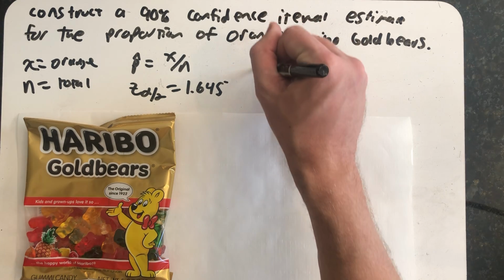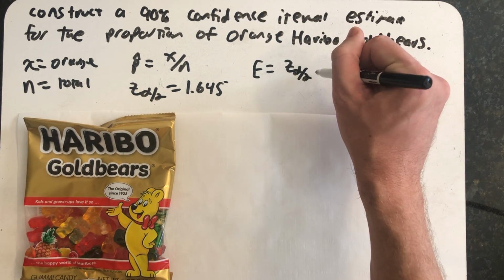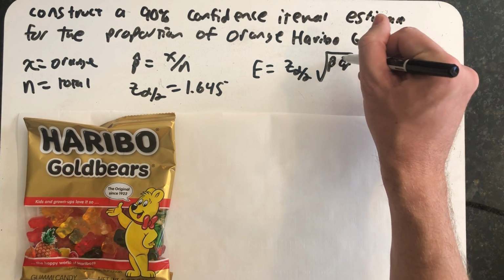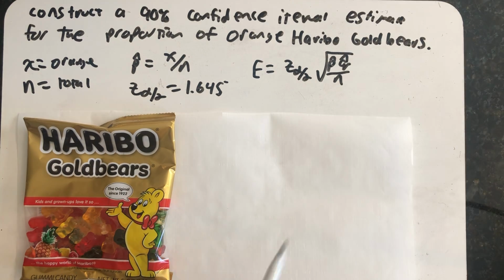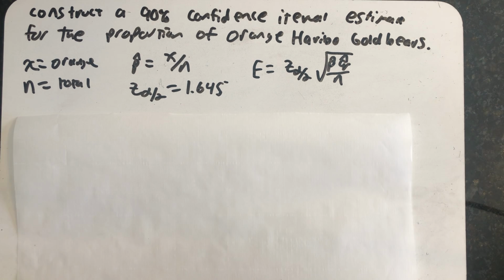After I have all that information, I'll be able to calculate my margin of error. I'll add and subtract that to my point estimate p hat. And then we'll have our confidence level. And then I'm going to stop the video and eat this bag of gummy bears.